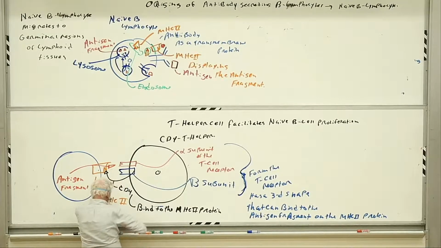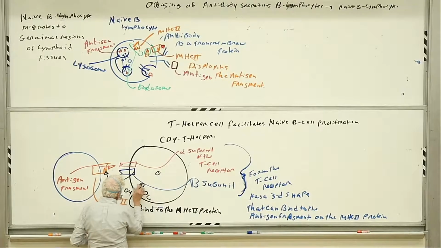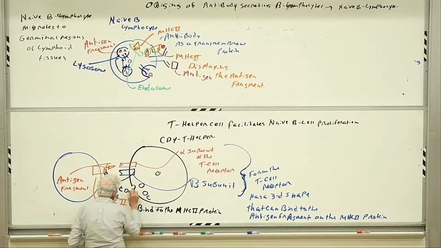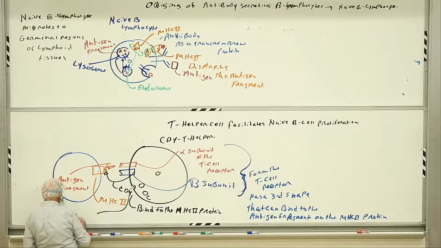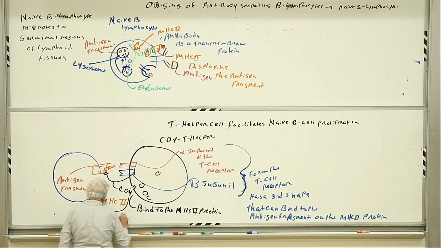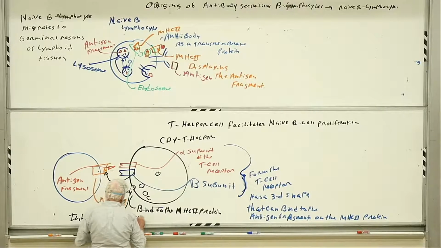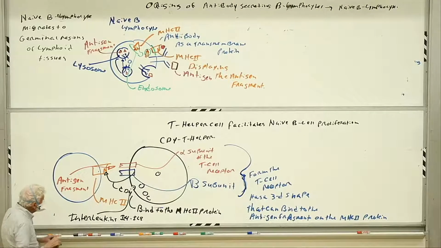mobilizes a whole host of vesicles here in the cytoplasm. These vesicles come close to the surface, and they release molecules called interleukins. Usually it's IL-4 and IL-8, but there are a whole host of these interleukins.